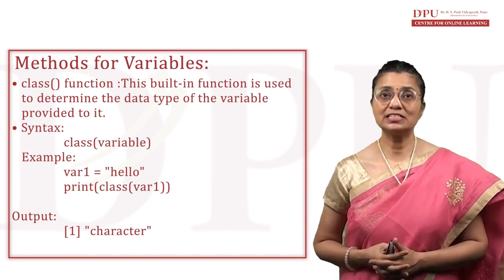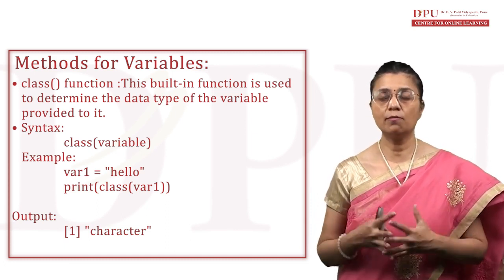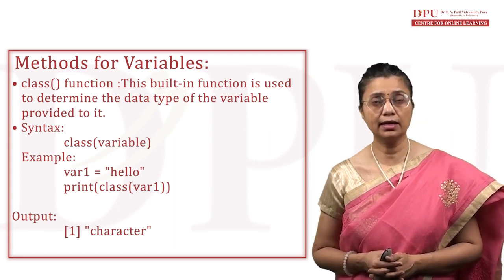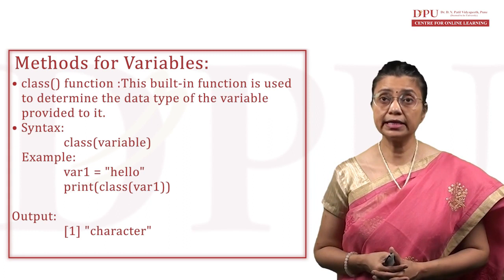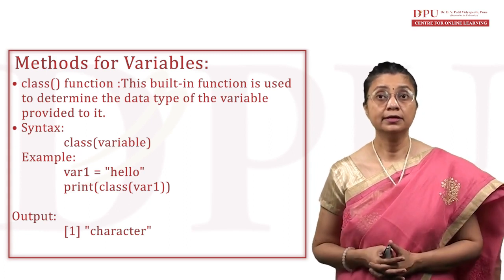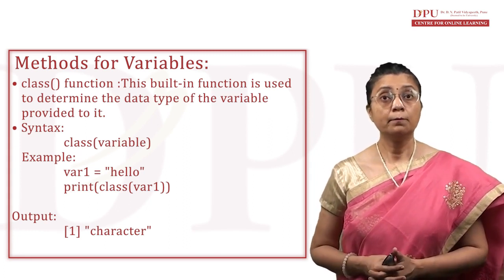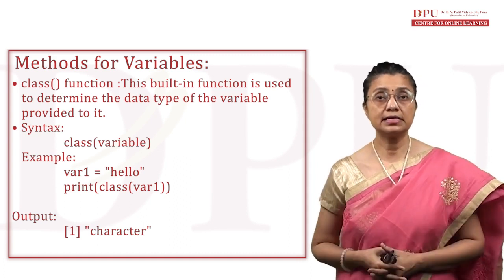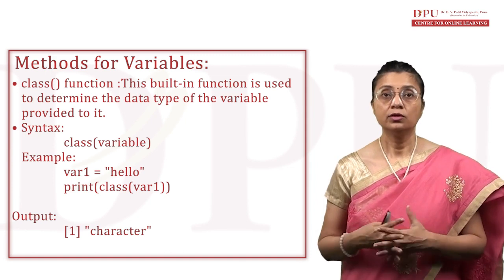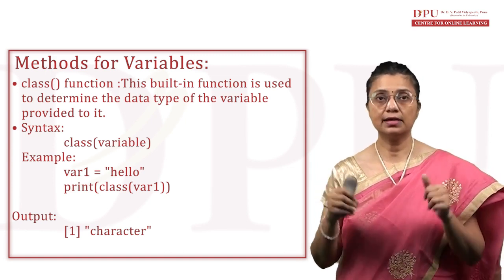So the first function is the class function. This is a very common function and it will be used again and again in your coding or while cross-checking. This inbuilt function is used to determine the data type of the variable provided to it. So basically class, and within the class I write the variable. Now the syntax is class and within brackets the variable.